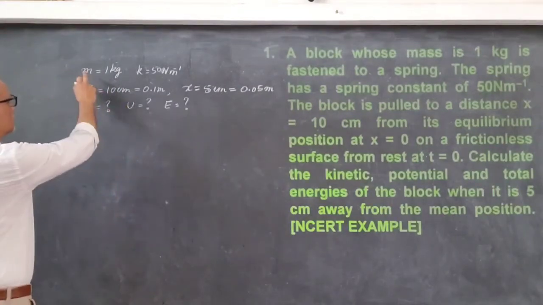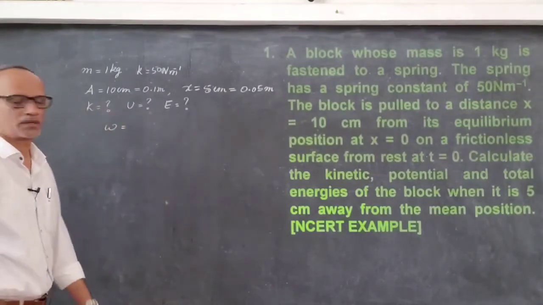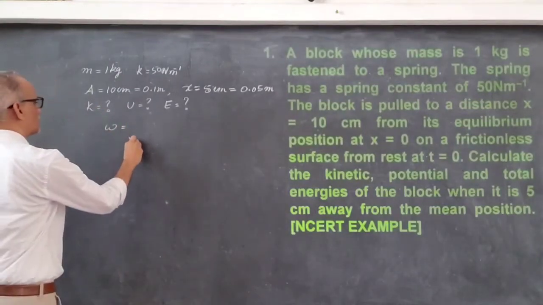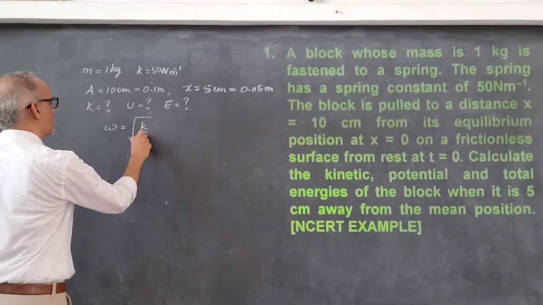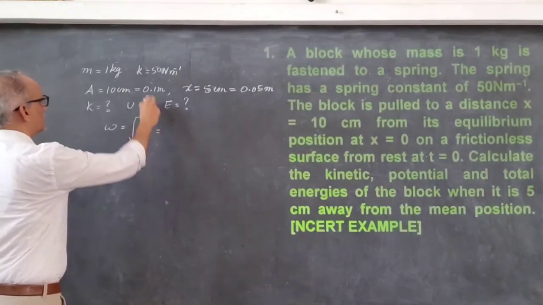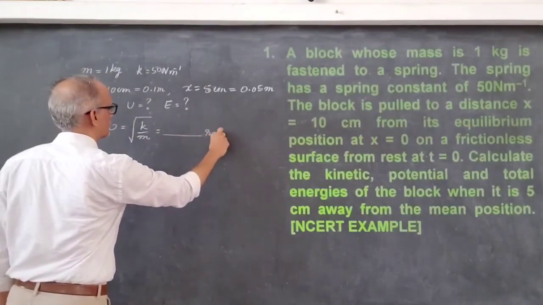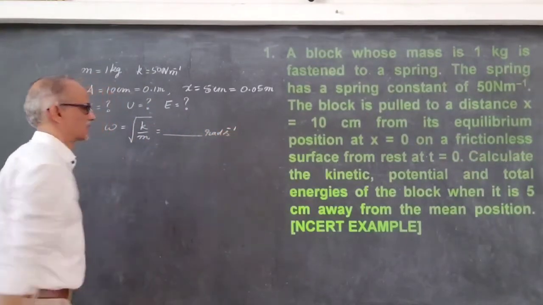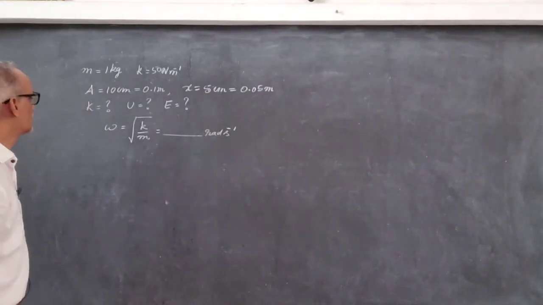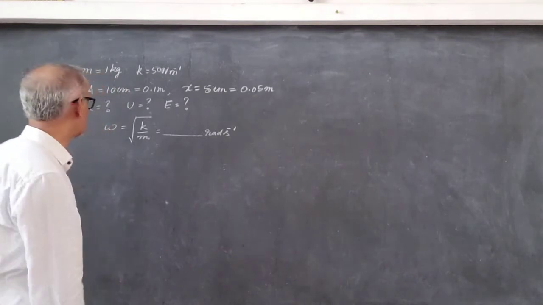Now, from m and k we can always calculate omega, which is root of k by m. So, k is here, m is here, substitute, you will get the value of omega, which is in radian per second. So, that is angular velocity, omega.